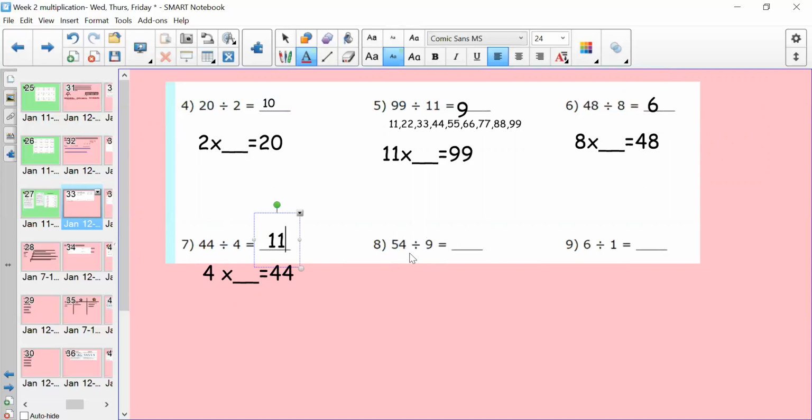Okay, and then for this one, it's quite difficult to count up in 9, so you would use the 9 times table to help you. So 9 times what equals 54. 9 times 6 equals 54. Okay, and then the last one, 6 divided by 1 equals something, so that was 6. Because anything divided by 1 is the whole number.